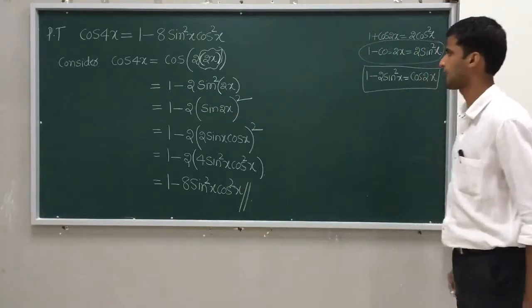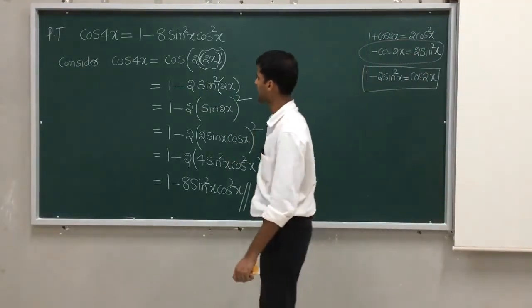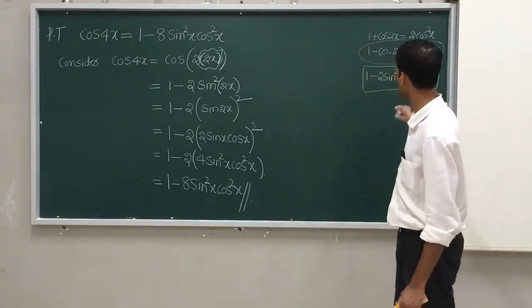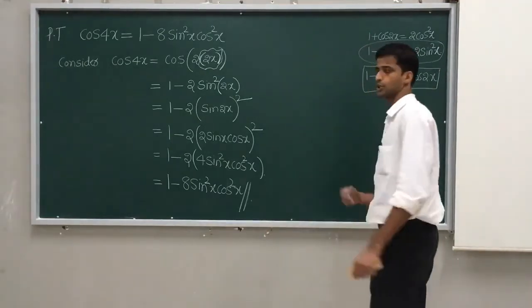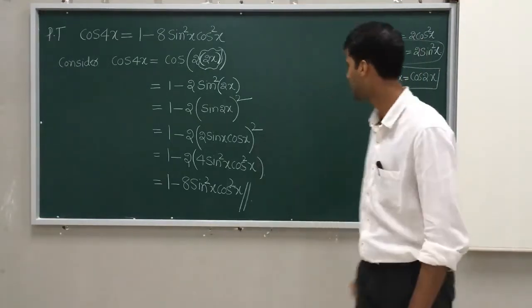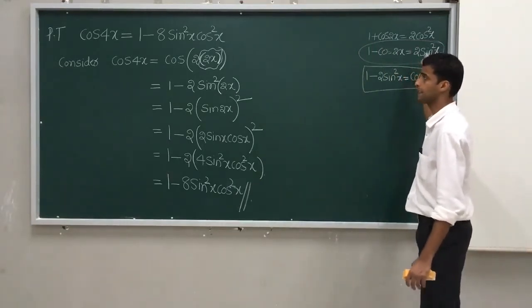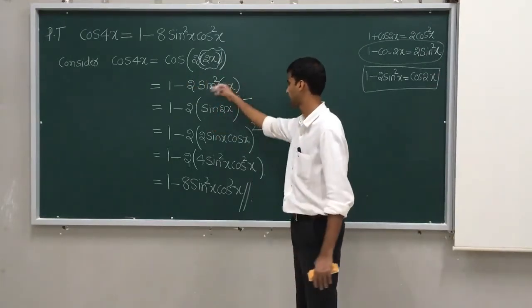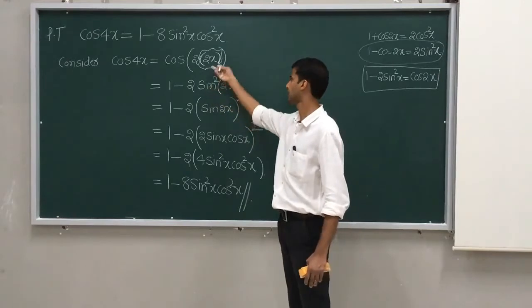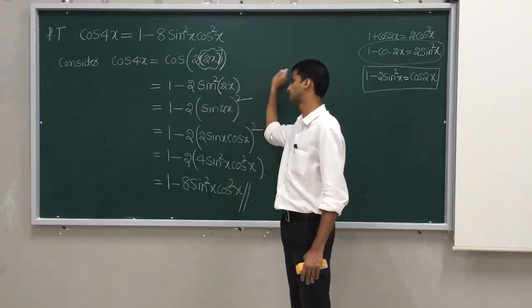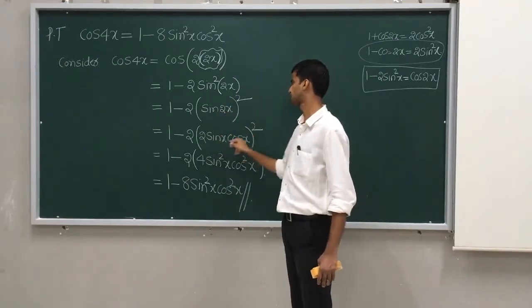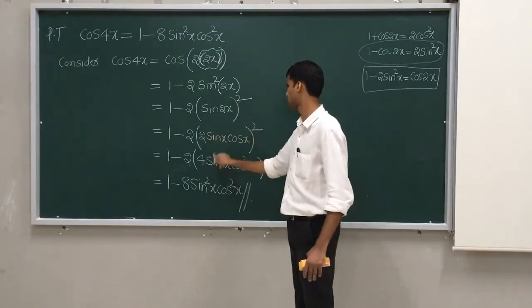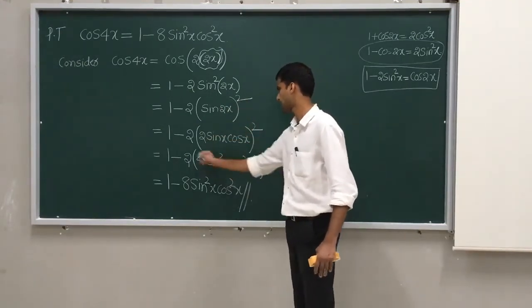Got my point? So what I did, initially I considered the left hand side, then I wrote it as twice of 2x, and I have two formulas for cos 2x. That is 1 plus cos 2x is 2 cos square x, 1 minus cos 2x is 2 sin square x. I felt this is better at this stage because I want sin x cos x. So I applied this particular formula where x is 2x, then I took the whole square, and I used the sin 2x formula, 2 sin x cos x. Then I squared it, 2 square is 4, sin square x, cos square x. Then I finally multiplied, I got the answer.